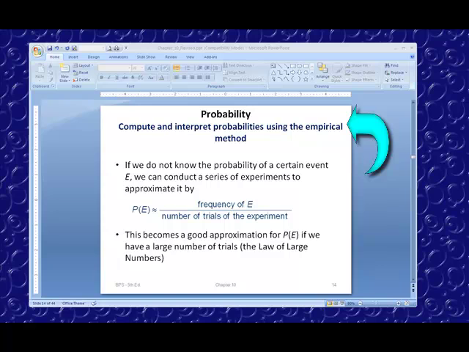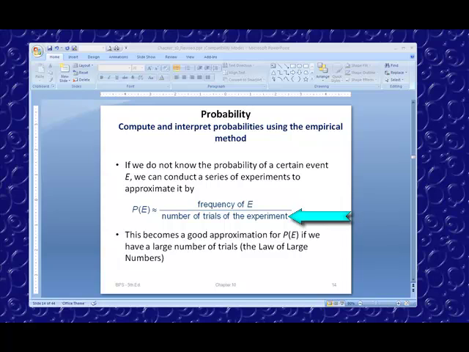We'll call it E. We can conduct a series of experiments to approximate it by the number of frequencies that we see event E occurring in proportion to the total number of trials that we do. And so it becomes just a division problem. So the probability of that event E is approximately the frequency that we see E, the number of times we see that event, that is, divided by the total number of trials.